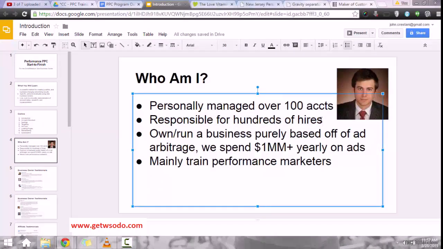I've also been involved in another company that also did lead gen. I managed their PPC, and they went from a $5 million to a $55 million company within 3 years. So I've definitely seen some massive changes from PPC. I personally own and run a business purely based off of ad arbitrage. We don't own any products. We buy advertising for clients, and we do it on performance metrics, so we're just doing arbitrage, and we spend over $1 million a year on ads.